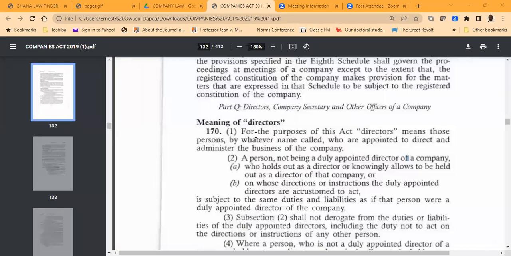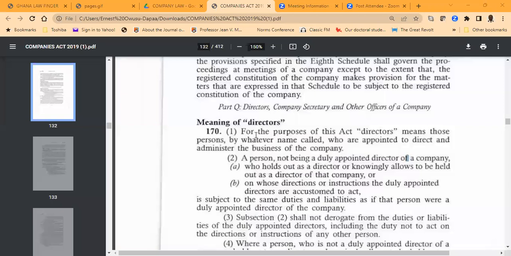To answer that, we don't have to go far. We have to look at section 170 of Act 992, and we will be told who directors are. And then let me say that because the Companies Act 2019, Act 992, is a legislation like any other legislation, it has its interpretation section. So the first schedule, at the tail end of the act, starting from page 301, we have the first schedule there.